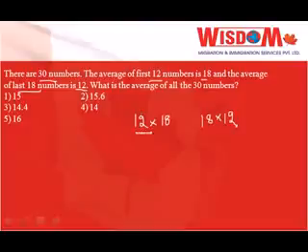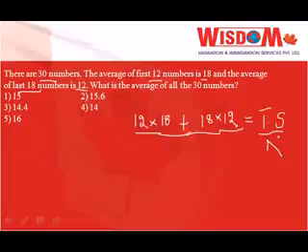Hence this is the sum of the first 12 numbers, and this is the sum for the last 18 numbers. So adding them, this would give us the total sum. Since this is the total sum, we divide it by the total number of numbers. Now how many numbers do I have? I have 30 numbers, as is given in the question here.